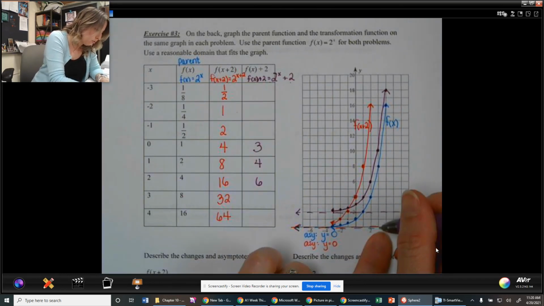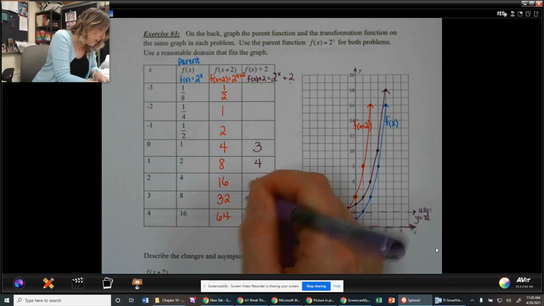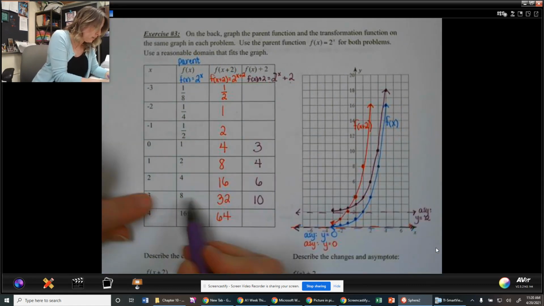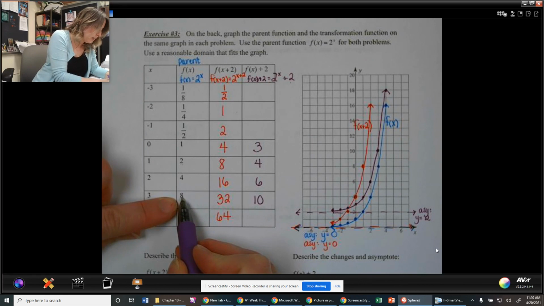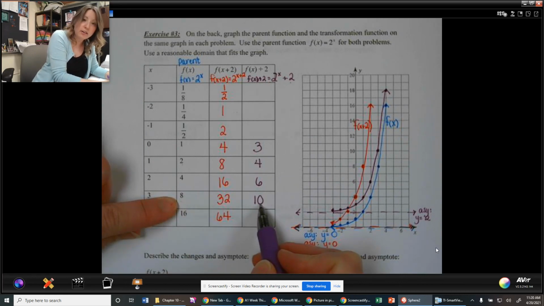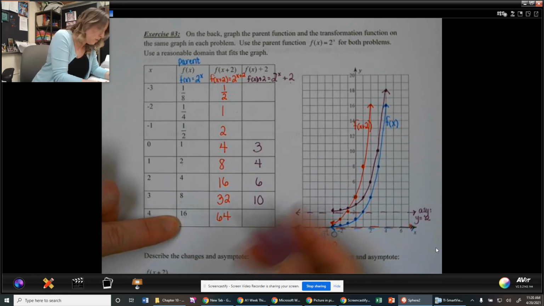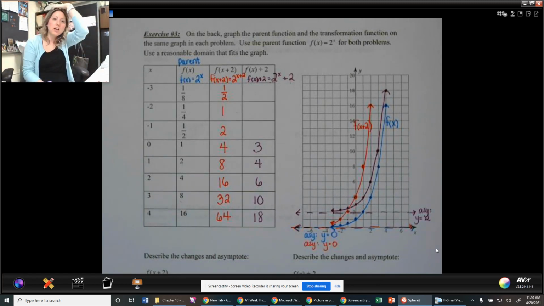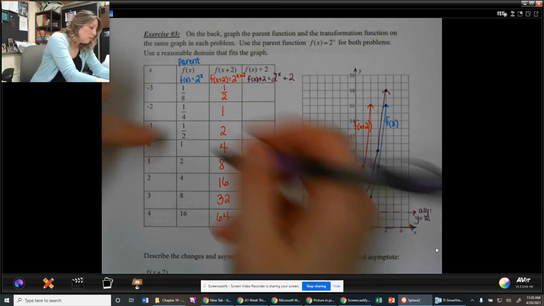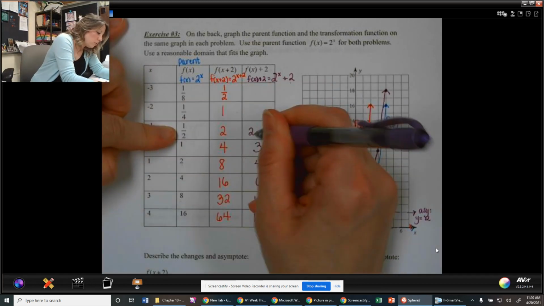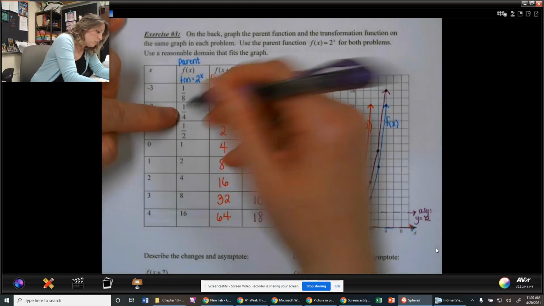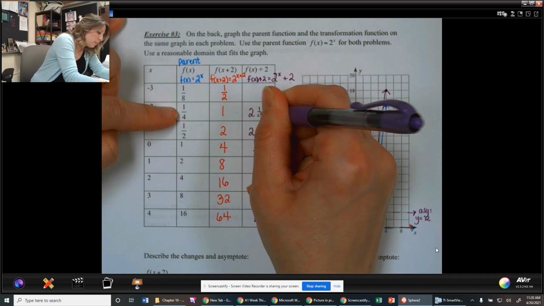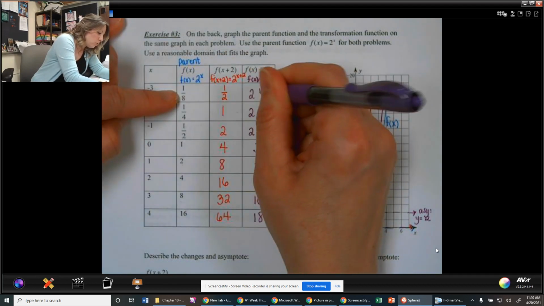Now up to 3, looks like it's at 10, and that makes sense because the original y value was 8. We add 2, we get 10. So 16 plus 2 is 18. See that? And if we're adding 2 to 1/2, well, then this is 2 1/2. And if we're adding 2 to 1/4, well, this is 2 1/4. And adding 2 to 1/8, well, this is 2 1/8.